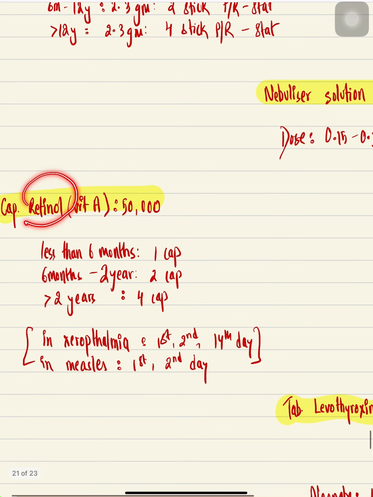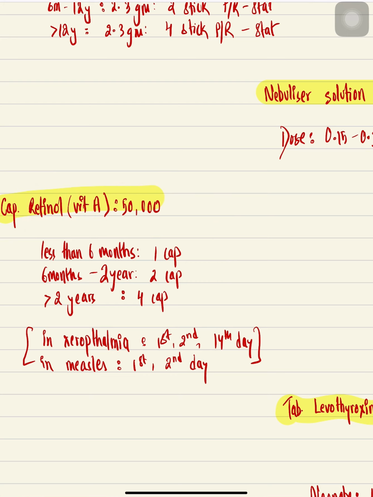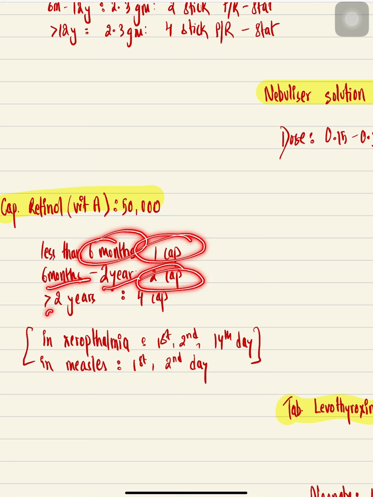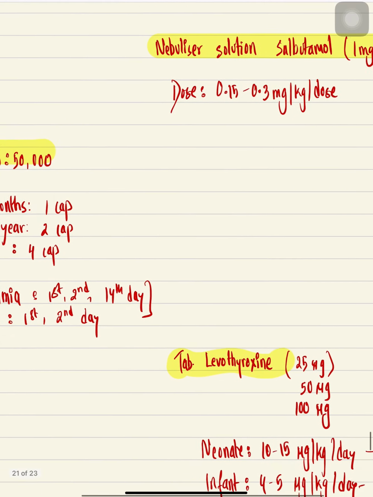Capsule retinol vitamin A comes in 50,000 international unit. If the patient is less than 6 months, 1 capsule. If 6 months to 2 years, 2 capsules. If more than 2 years, 4 capsules. In xerophthalmia, we prescribe on the first day, second day and 14th day. But in case of measles, we prescribe on the first day and second day.